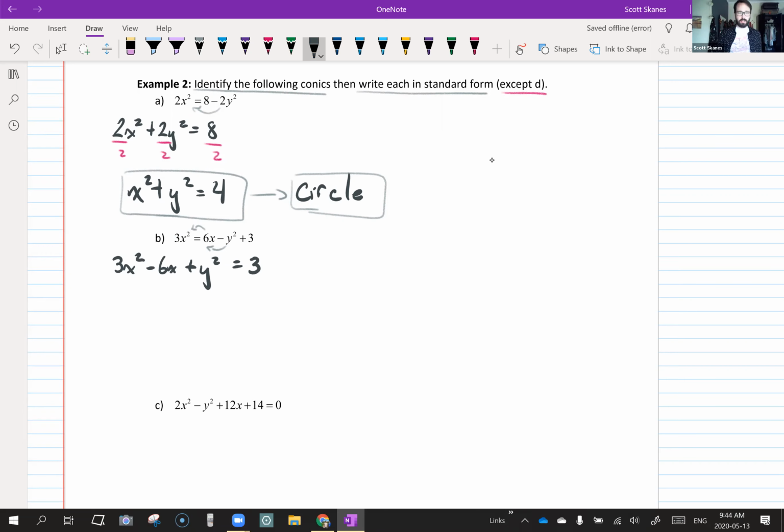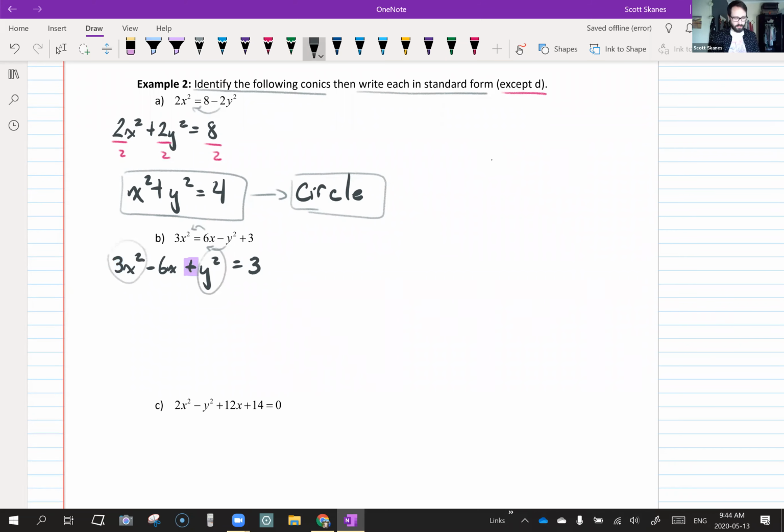Now I can see it's an ellipse. It's not in standard form yet, so I need to complete the square, but I can see that it is an ellipse because these numbers in front are different. Well, more importantly, look, I have a plus between the squared terms. I have a squared and a plus. It must be an ellipse. Okay, so let's go ahead and start completing the square.